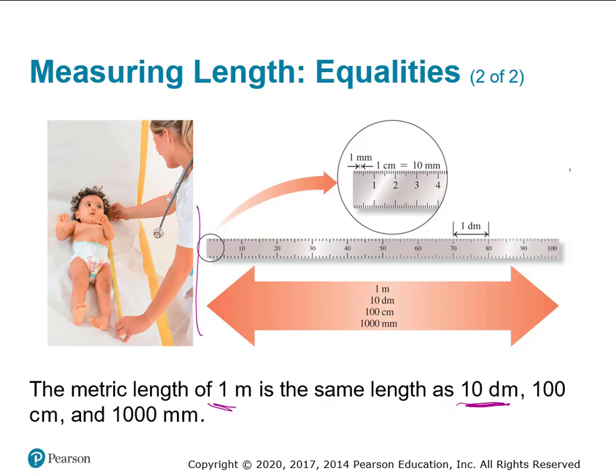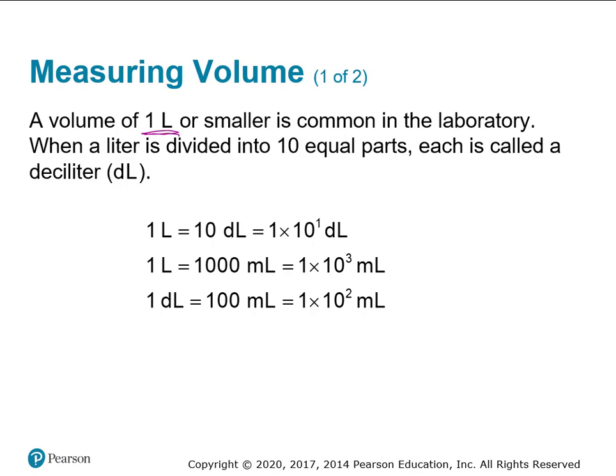So if this is 1 meter, 10 decimeters, 100 centimeters, 1,000 millimeters. Notice that the difference is just increasing by a power of 10. A volume of 1 liter or smaller is commonly used in the lab. When a liter is divided into 10 equal parts, it's called a deciliter.